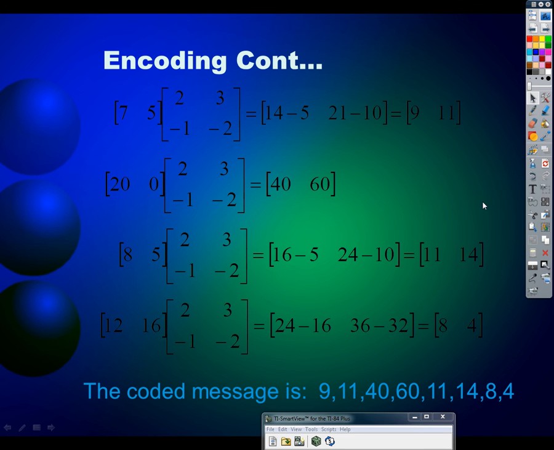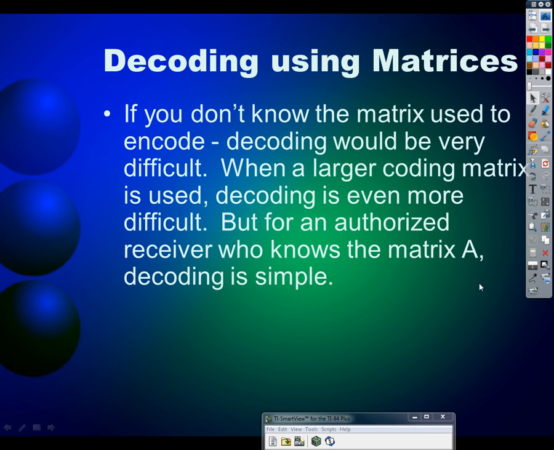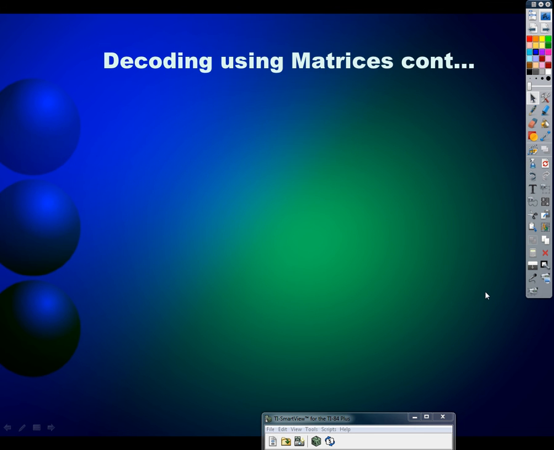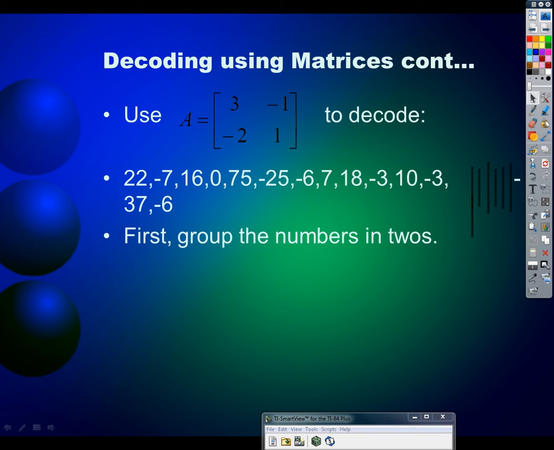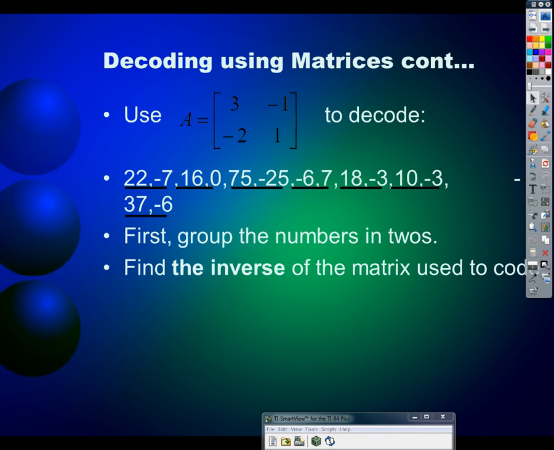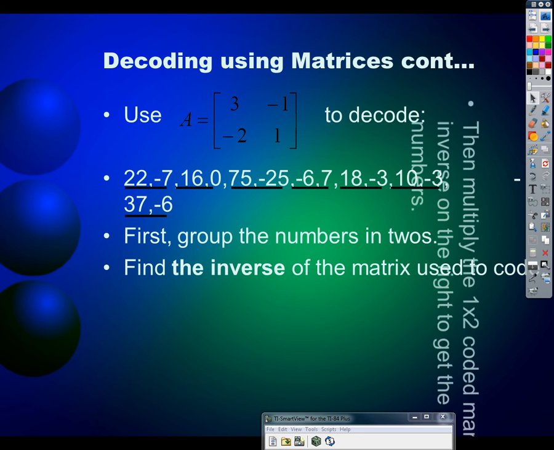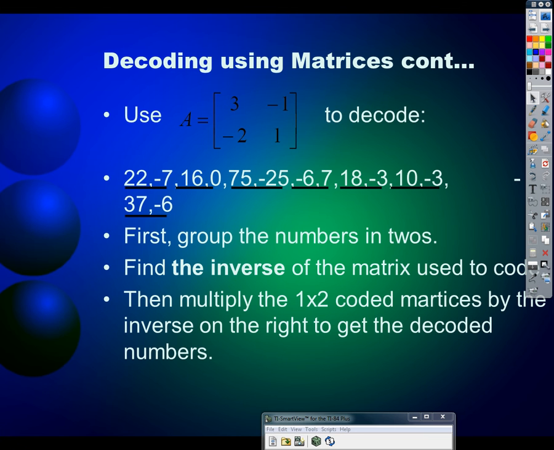Okay, so how do I decode one? Let's say that you got this message, and we know this is our encoding matrix, right? So we have to find its inverse to decode it. All we have to do is break the message up into 1 by 2 groups. Can everybody see that? Okay. Find the inverse of this matrix, just using our calculator, and then multiply each of those 1 by 2 matrices by the inverse.